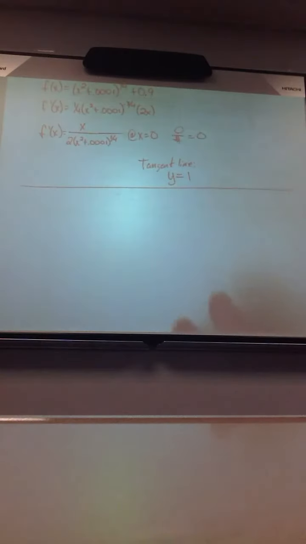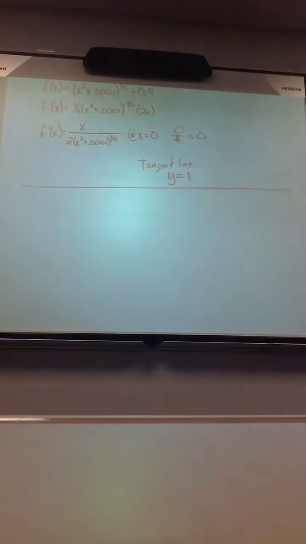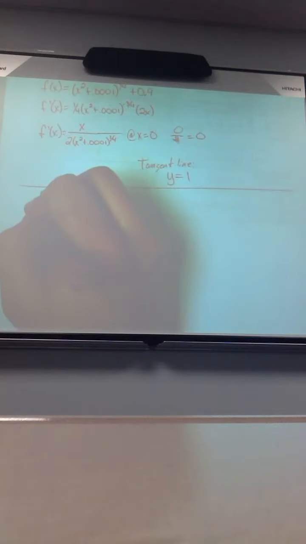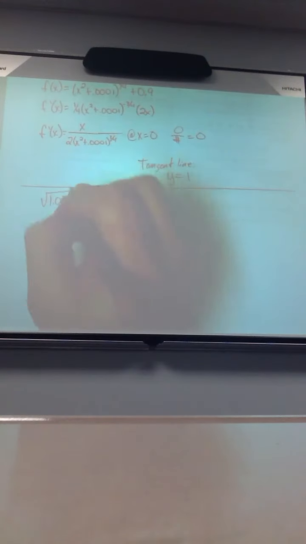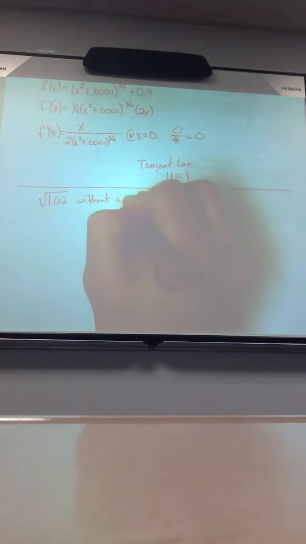So let's say we're going to be able to approximate the square root of 1.02 without a calculator. And the way we're going to be able to do that, what is the square root of 1.02? Really close to that, you know the square root of 1. The square root of 1 is 1, right?